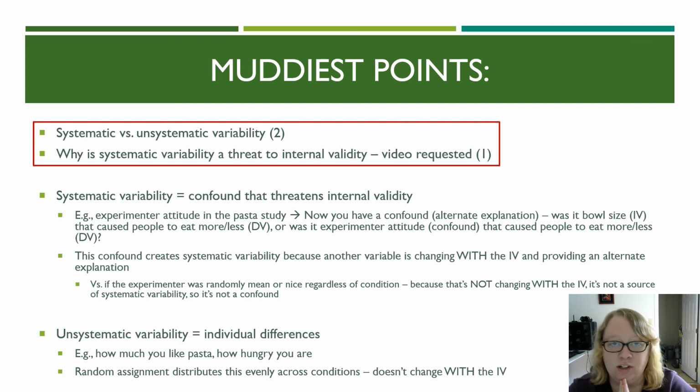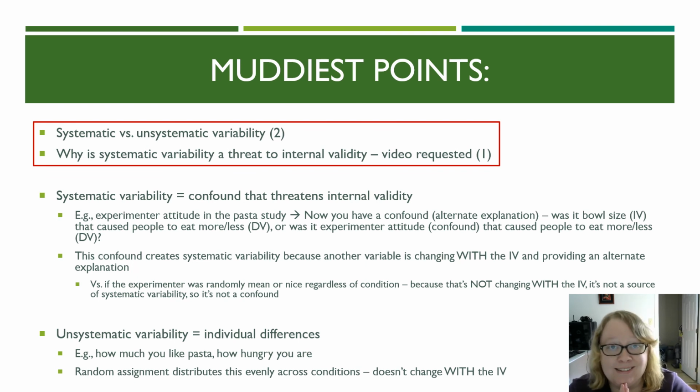So it's no longer systematically changing with the IV, like it was in the original hypothetical example where they're nice in one condition and mean in another. That's changing with the IV. But in this example now, they're nice or mean randomly regardless of condition. That means it's not a source of systematic variability anymore. It's not a confound. It's just unsystematic variability.